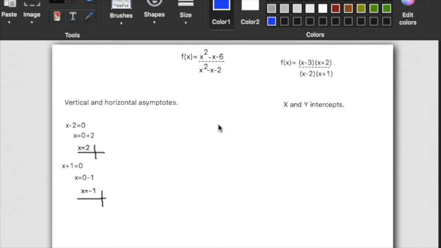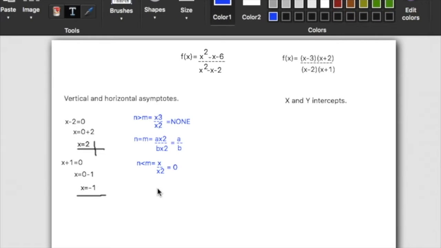Find the vertical and horizontal asymptotes and the x and y intercepts. First, we will find the vertical asymptote. For the vertical asymptote, we have to set to 0 the values of x in the factorized function. That means that we will set x minus 2 and x plus 1 equal to 0. As you can see, I already did it, and the result will give us the vertical asymptotes, which in this case will be x equals 2 and x equals -1.